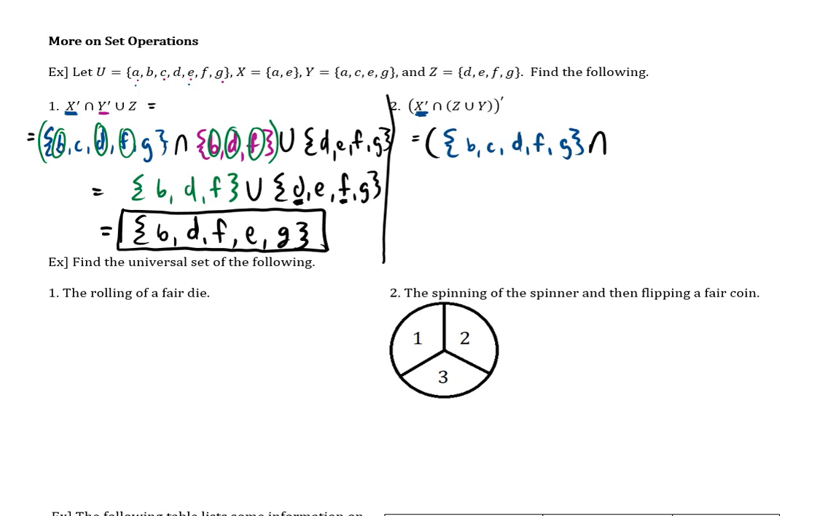Okay, and then it says, in parentheses, Z union Y, or Z or Y. Okay, so let me go ahead and just write out my Z or Y. All right, so Z is ready to go. I'm just going to write out these sets. So Z is D, E, F, G. So there's that one. And then union, my Y is also ready to go. I'm just substituting these in, rewriting those with their letters here. So A, C, E, G.